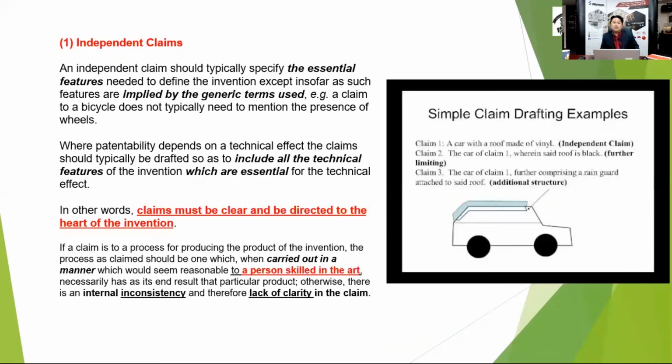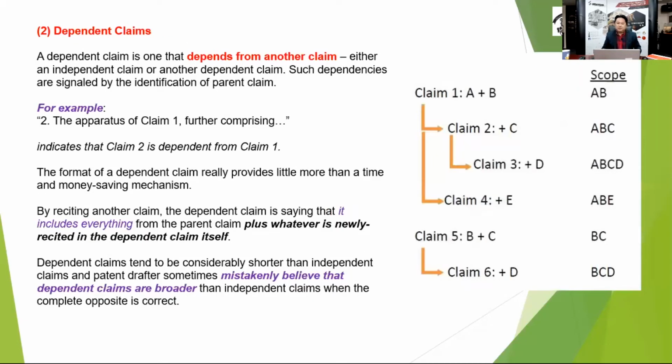Independent claims. An independent claim should typically specify the essential. I always remind you, in the independent claim, please state the most important part of your new invention. I'm talking about the new improvement or the new invention, which is essential. The claim must be very clear. The write-up must be very clear and directed to the heart of the invention. That is very important. Okay, we understand about independent claims.